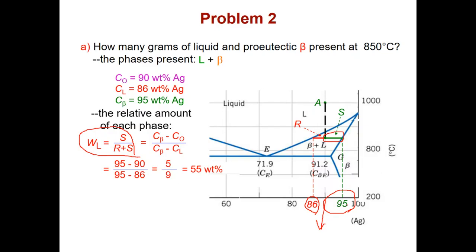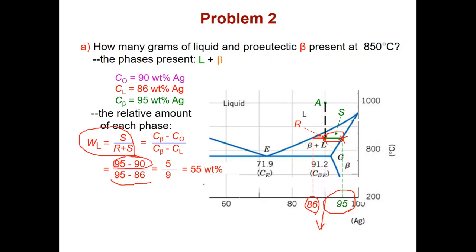So 95 minus 86 gives us the total length of the tie line, written down here, and the S portion of it can be found by computing 95, which is this point, minus this point, which is 90. We substitute these values into the equation, and it gives us the weight fraction of the liquid phase at this temperature for this given composition, and that is 55%.